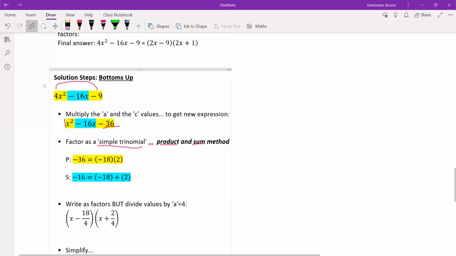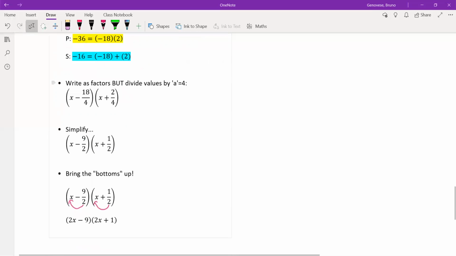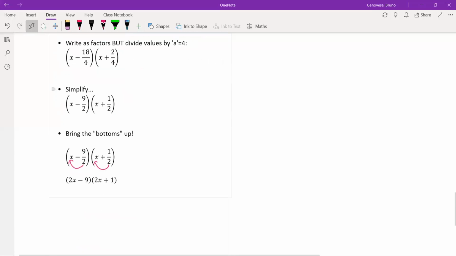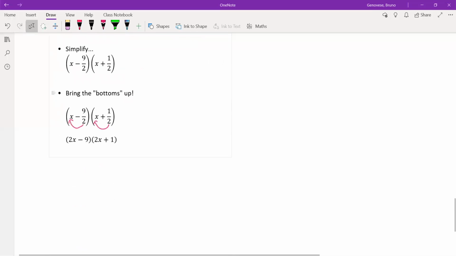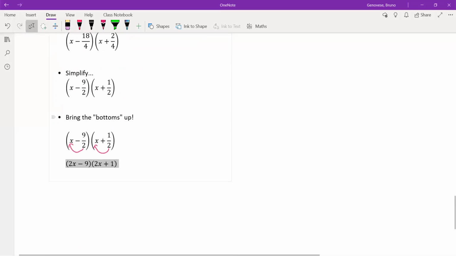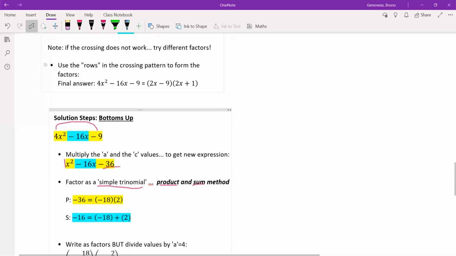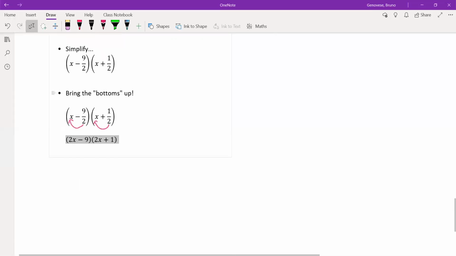Up above in the question, there's your a value, 4. And then what you do from there is you simplify your fractions or reduce them. And this is where the term bottoms up comes from. So you take the bottoms or your denominators of each one of these simplified expressions and bring them up and use them as coefficients for the x's. And you notice you get exactly the same result as the other methods. 2x plus 1 and 2x minus 9.